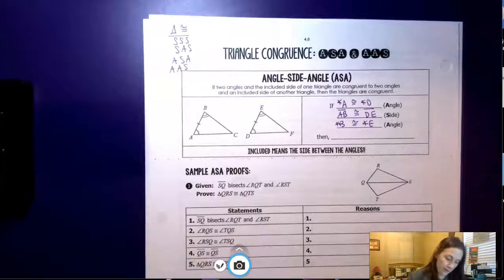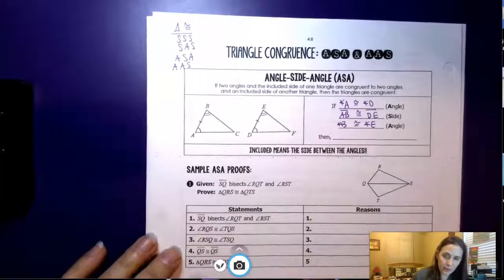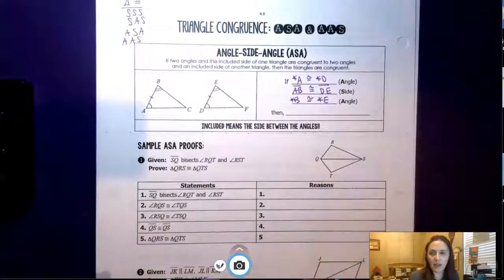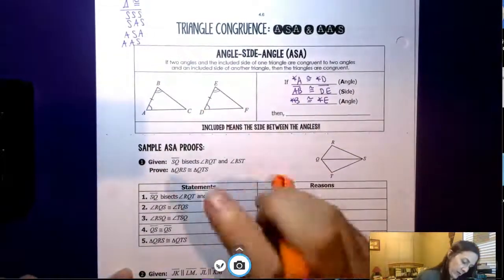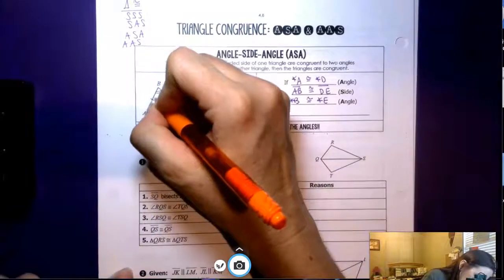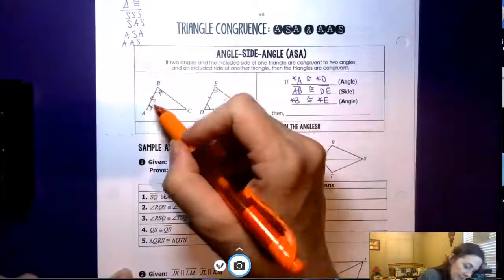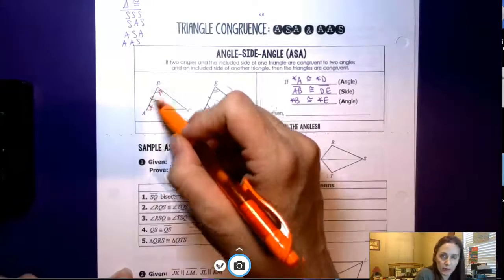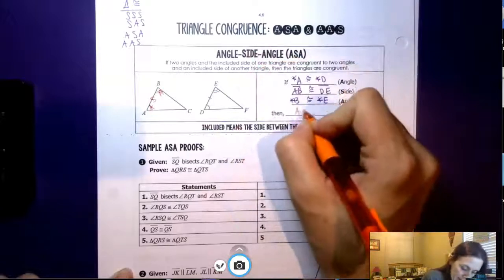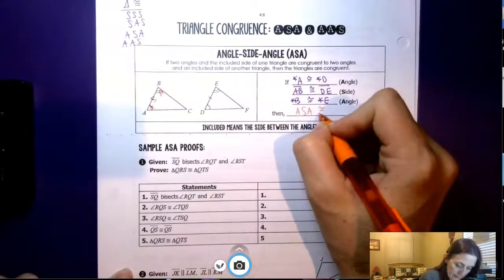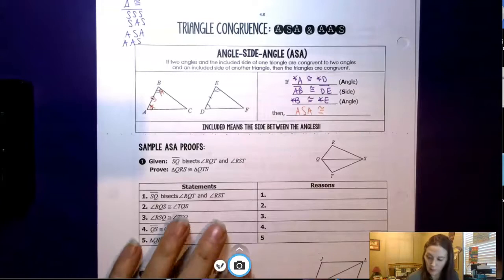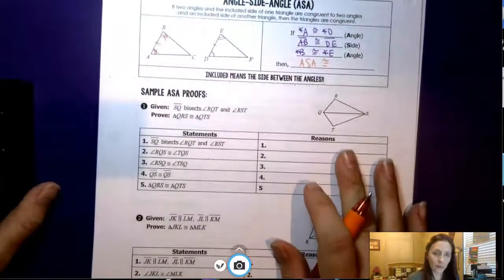Then we have, and again, I like to write the letters here because it helps me see it in the order that it occurs. So if we have right here an angle, this side and an angle, I can see that the side is right between the two angles. This one is angle, side, angle, congruence. So we're going to use that for a couple of these proofs right here.